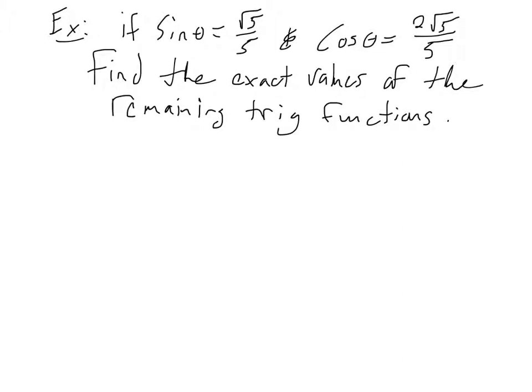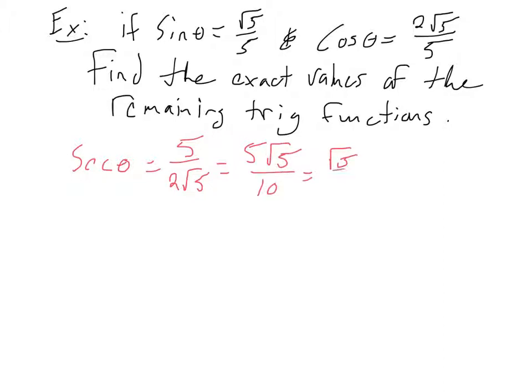Okay, so if we know that sine theta is equal to square root of 5 over 5 and cosine theta is equal to 2 square root of 5 over 5, we're going to find the rest of the remaining trig functions using the reciprocal and quotient identities, right? So secant theta is just going to be the reciprocal of cosine, 1 over cosine, which is just 5 over 2 square root of 5, which if we rationalize the denominator is 5 square root of 5 over 10, which is just square root of 5 over 2.